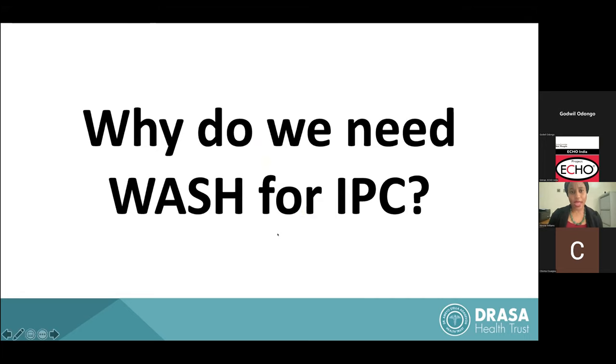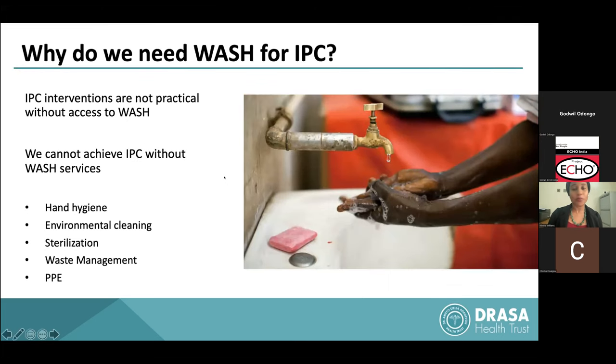So why do we need WASH for IPC? I hope at this point in the presentation, you can answer this question. The answer is simply because IPC is not practical without WASH. As I've said, how do you clean if you don't have access to clean water? You want to clean the environment. You want to mop the floor. You want to wash the bed railings or the drip stand, or you want to sterilize some equipment, or you want to manage your waste properly. How do you do any of those things if you don't have access to clean running water and sanitation systems in the facility, which is what WASH would provide?